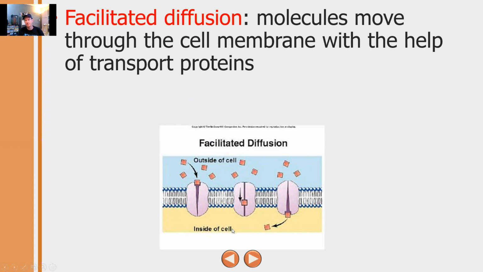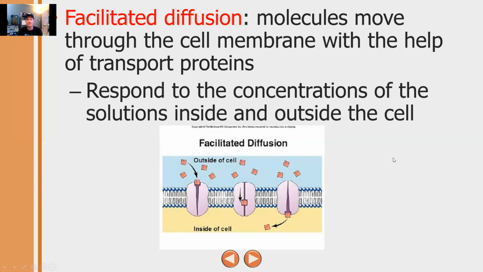From that perspective, you need to get that stuff in. It would move in on its own, but it can't get in because it's too big, so it just goes through a transport protein, all right? It responds to basically the concentration of the solution inside.